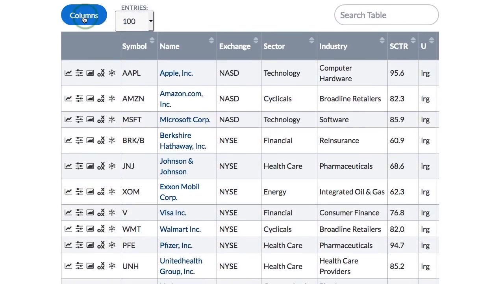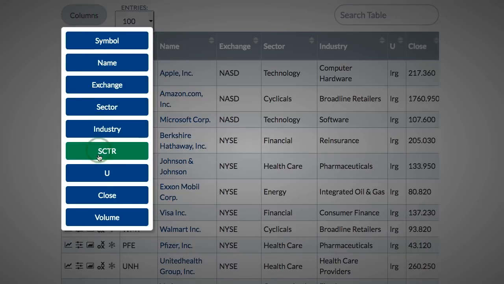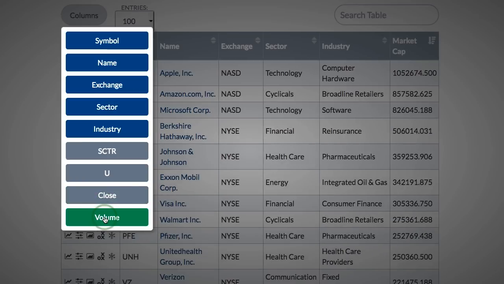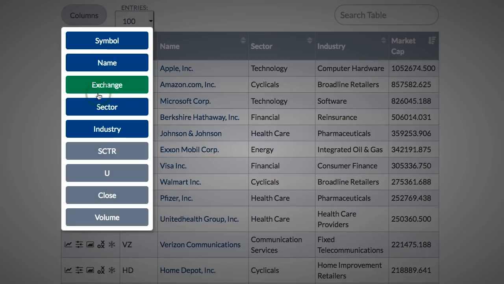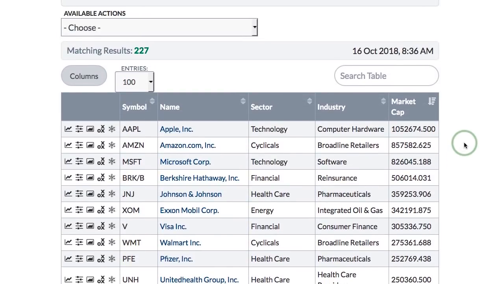Now I don't need all of the columns, so I'm going to go ahead and remove ticker and universe and close and volume. And so that'll narrow it down. I don't need exchange either. And then we'll see which stocks are currently above the 200-day moving average. And perhaps more importantly, the total number there.